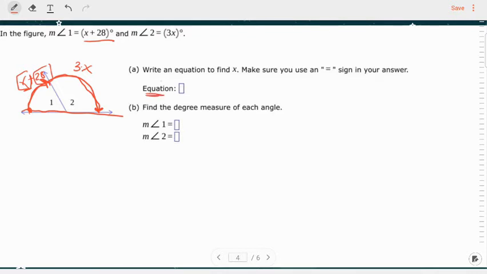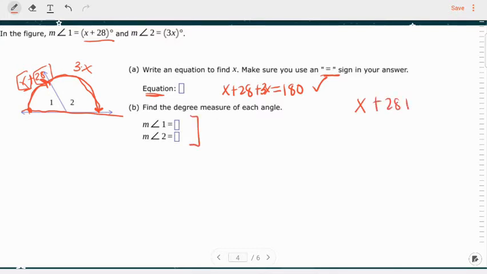So it says, part A, write an equation to find x. Make sure you use an equal sign in your answer. So my equation is going to say, I always write down what my total is first. So I want to equal 180 because it's a straight line. Now what two things make up 180? x plus 28 plus 3x. And that part's done. Check. Now, in order to answer 1 and 2, I need to solve that equation.